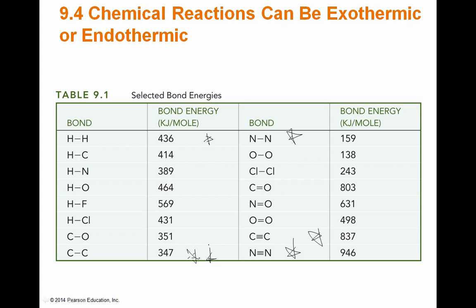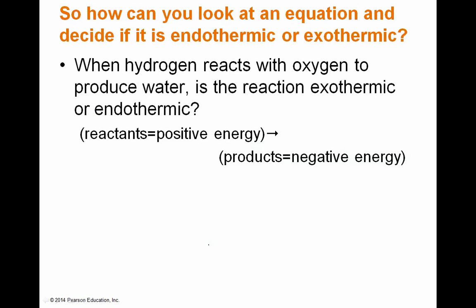All right, so how do we use this information, the energy stored in a bond, to figure out whether or not a reaction is endothermic or exothermic? So for instance, can you look at an equation and decide whether it's endothermic or exothermic? When hydrogen reacts with oxygen to produce water, is the reaction exothermic or endothermic? So let's do this one. First off, you have to write out the reaction. So what we have is hydrogen plus oxygen yields water.